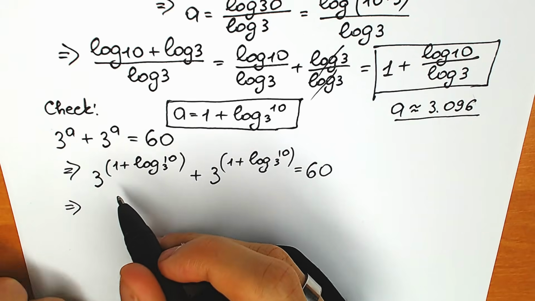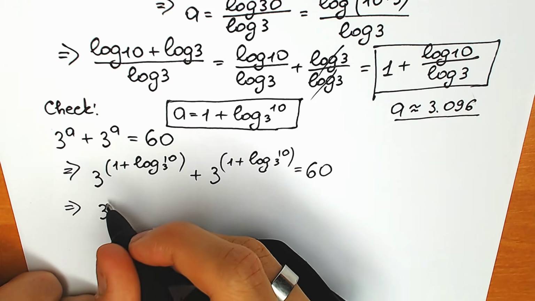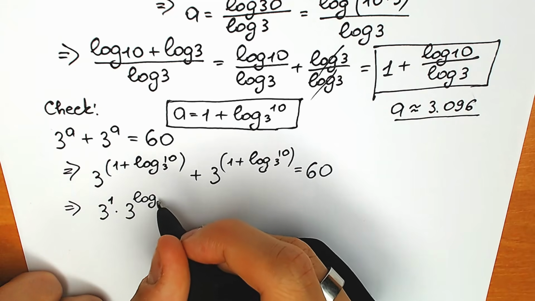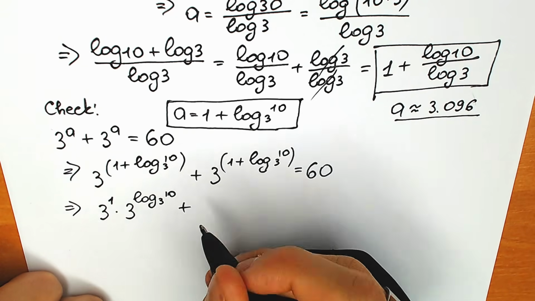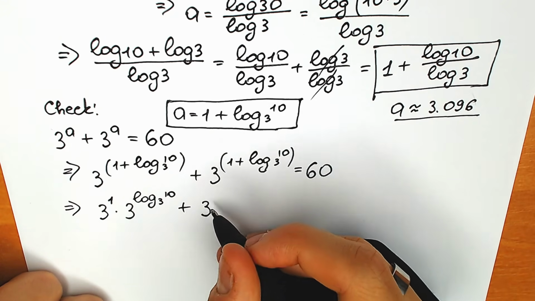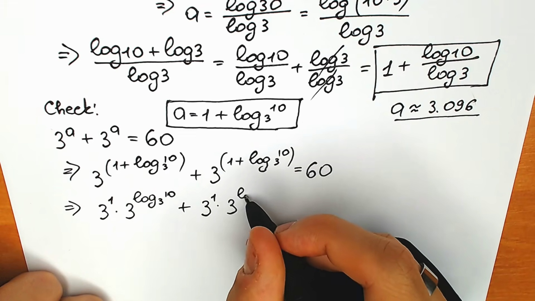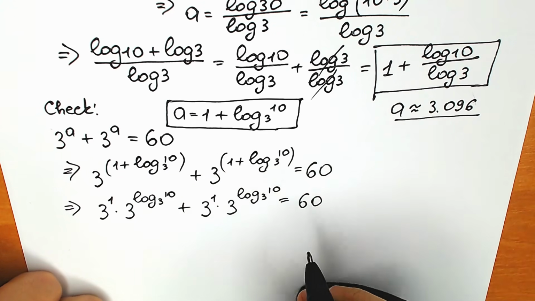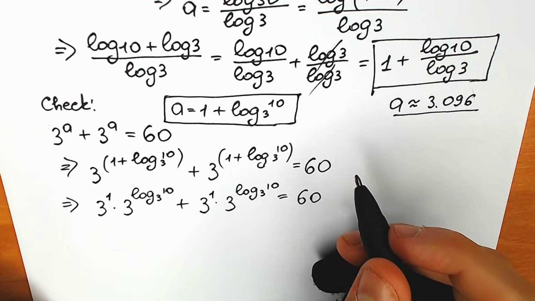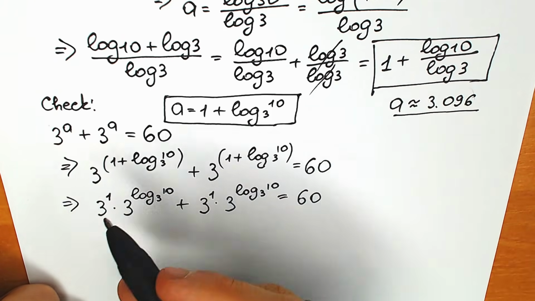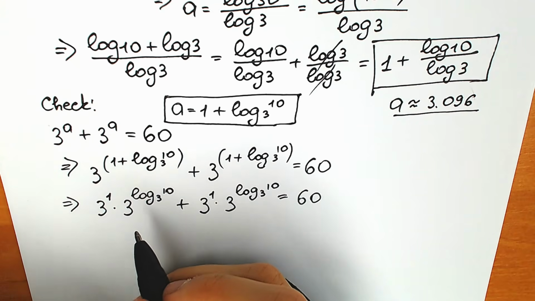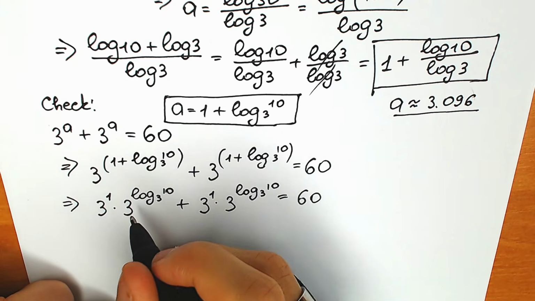So in terms of power rule, we can easily split it like 3 to the power 1 times 3 to the power log 3 base of 3. Right here we have 10, and the same thing on the right side. So 3 to the power 1 times 3 to the power log 3, right here we have 10, equal to 60. Okay, and a lot of students may be asking, Mr., this is a complicated expression, so how can we simplify this? But one really important moment, so this trick helps you to simplify this type of question instantly.